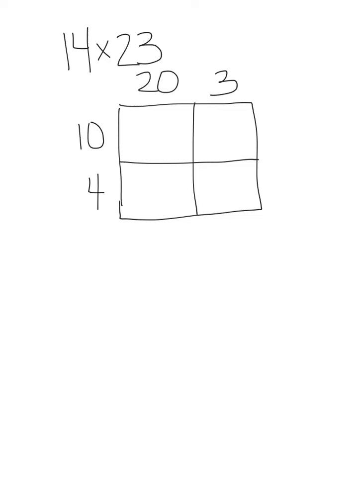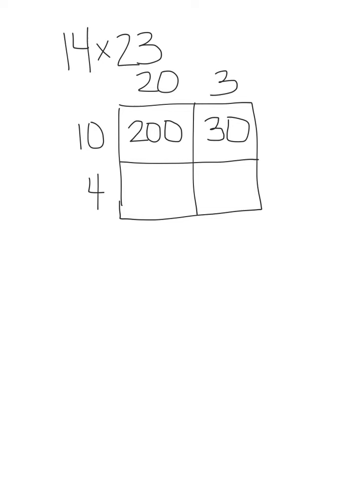Next, I'm going to multiply the first row 10 by the first column 20 to find the product of 200. I'm going to write the product 200 in the intersecting square of my area model. Next, I'm going to multiply the first row 10 by the second column 3 to find the product of 30 and write it in the intersecting square of my area model.